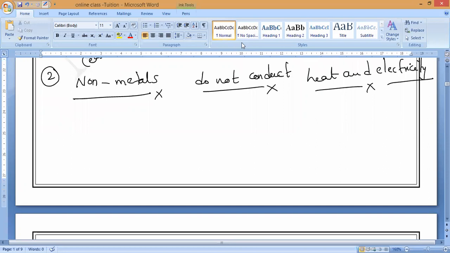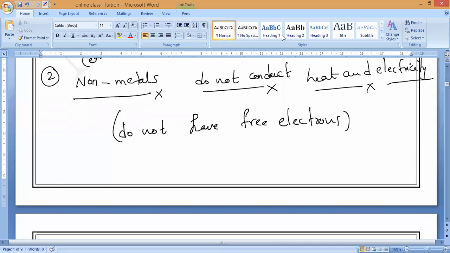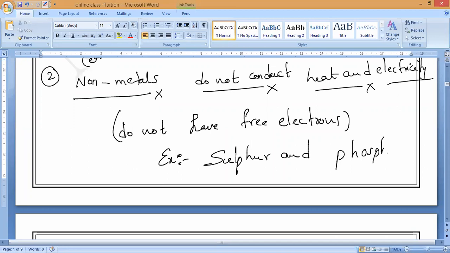This applies to all the non-metals. Non-metals do not conduct heat and electricity because, unlike metals, they do not have free electrons. If there are no free electrons, it is not possible to transfer heat and electricity. For example, take two non-metals, the ones I mentioned just now: sulfur and phosphorus.